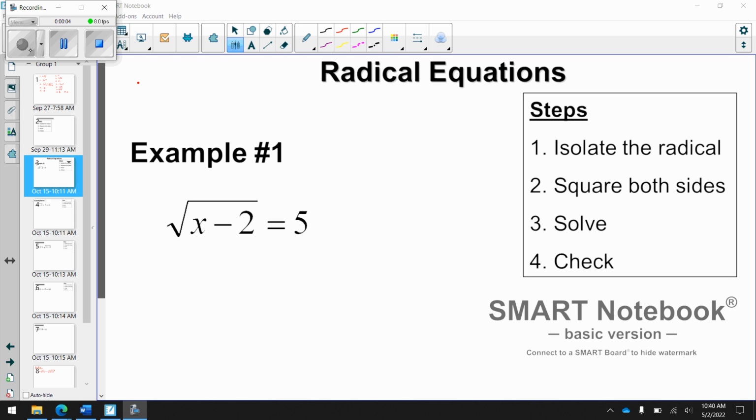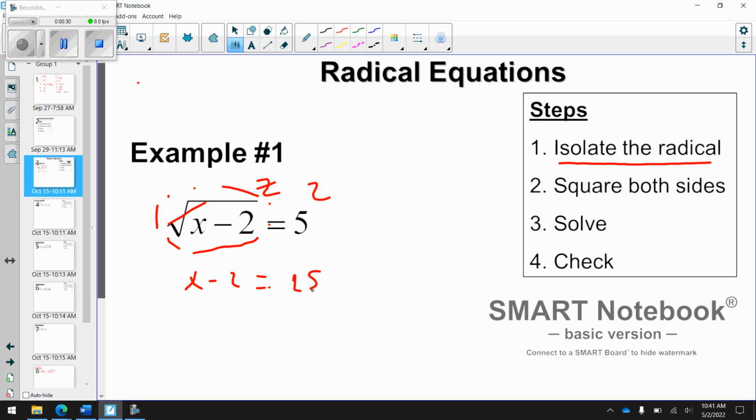Radical equations. All right, so number one, isolate the radical. We have to make sure this is the only thing on the left side of the equation, or the right side. It is. Once you do that, you square both sides. When you square a square root, they cancel out. That cancels out with that. So I literally get x minus 2 equals 5 squared, 25.